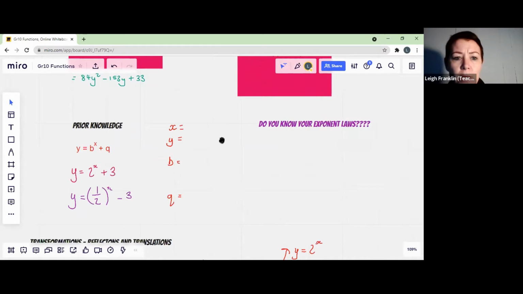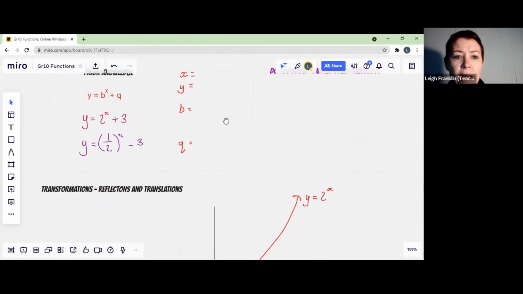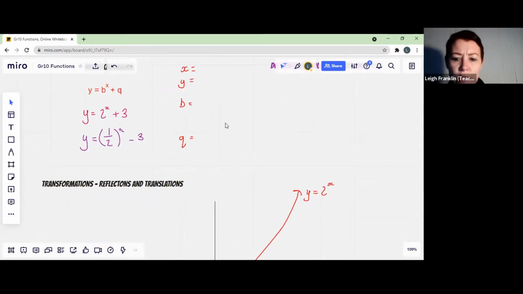So first of all, I need to ask you guys a question. Okay, first question number one. You can just pop this into the chat for me. Have you done, not the exponential function, have you done exponents at school? So if you can just send me an answer to that. Not the exponential function, have you done exponents?